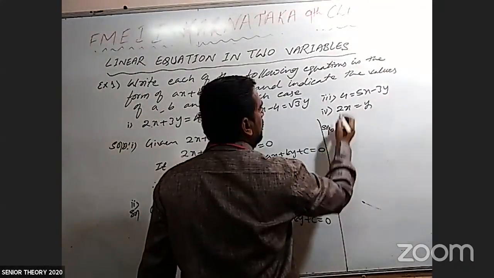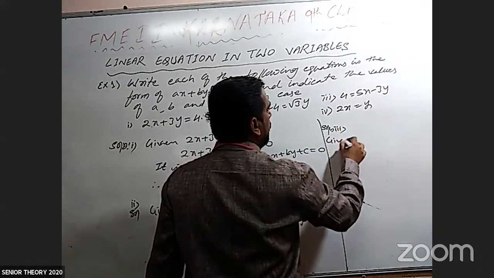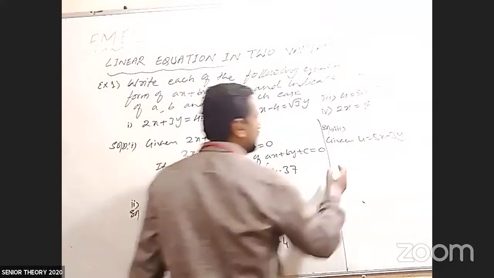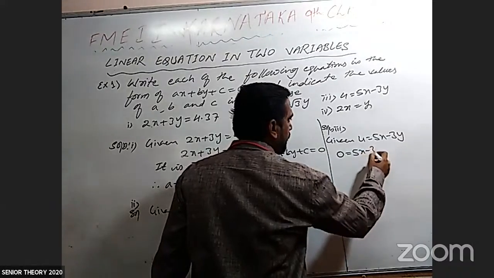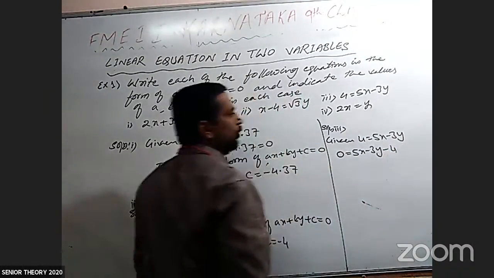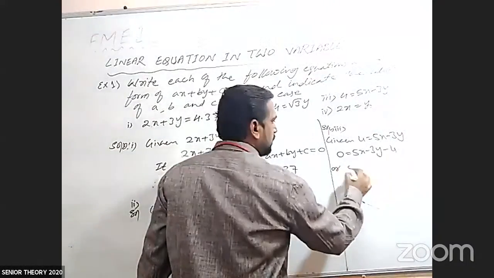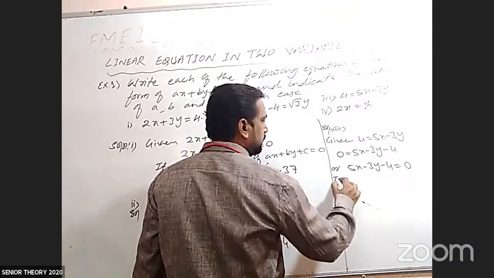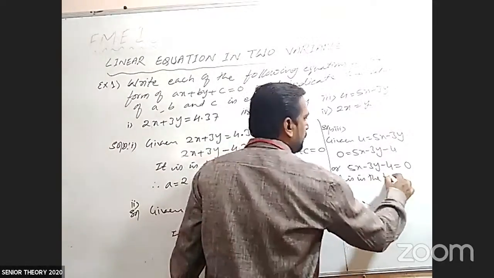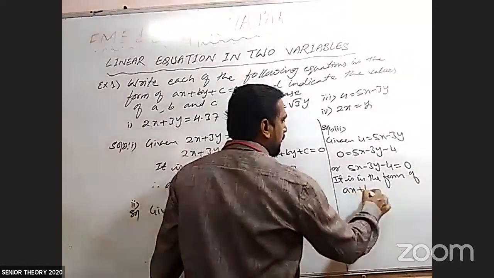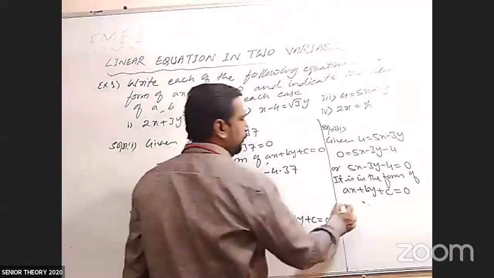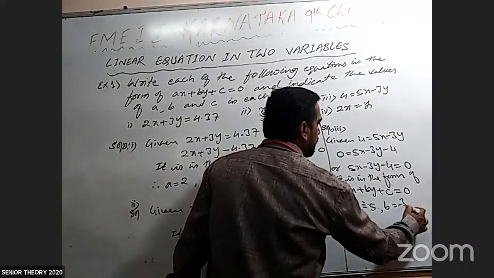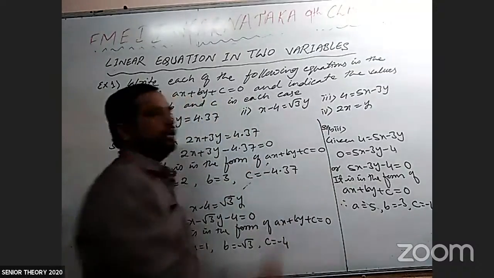Clear. Solution. Number 3, given 4 equal to 5x minus 3y. 0 equal to 5x minus 3y minus 4. Or we can write this equation like this: 5x minus 3y minus 4 equal to 0. It is in the form of ax plus by plus c equal to 0. Therefore, in place of a 5 is there, in place of b minus 3 is there, and in place of c minus 4. This is our solution.